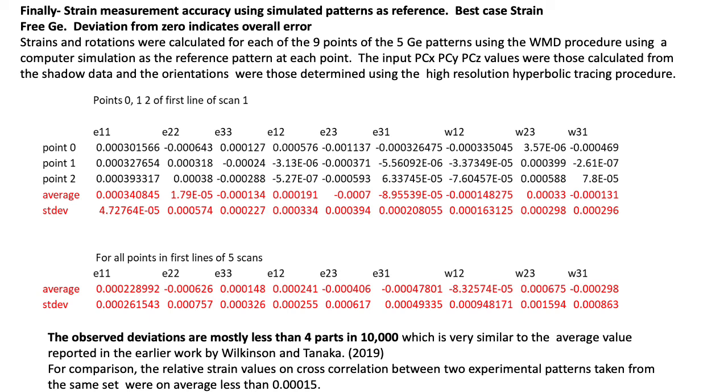The results shown are for 5 scans on the surface of single crystal germanium. The upper data is for the first line of one of the scans, and the second set of data is for the average of all 5 scans. Both show that the errors look like less than 4 parts in 10,000, both in the strain components and in the rotational components.